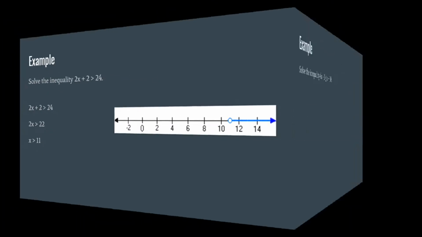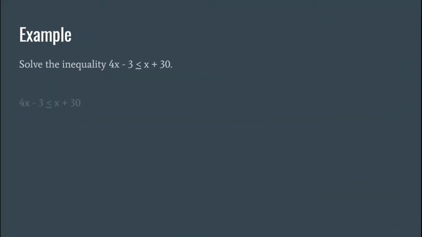So let's try another one. We're going to solve this inequality: 4x minus 3 is less than or equal to x plus 30. Again, first step, combine like terms on either side of the inequality. No like terms here, no like terms here, so we can go on to the next step, which is to get all of the variables on one side of the inequality. What I like to do is move the smaller x to the bigger x. So x is smaller than 4x, and since this is positive, I'm going to move it here by subtraction. I subtract x from 4x, I get 3x, and everything else drops down.